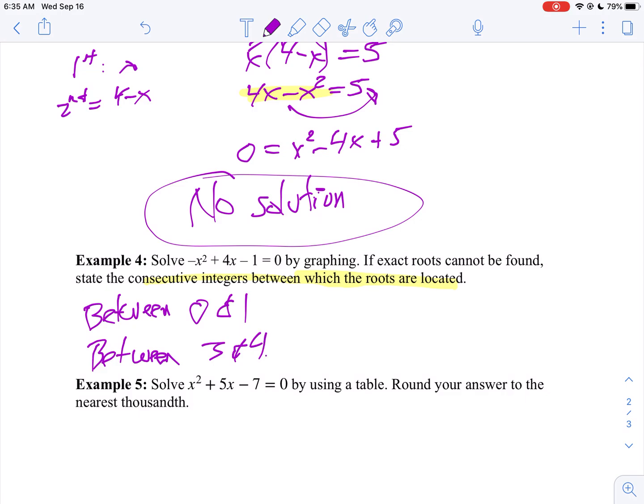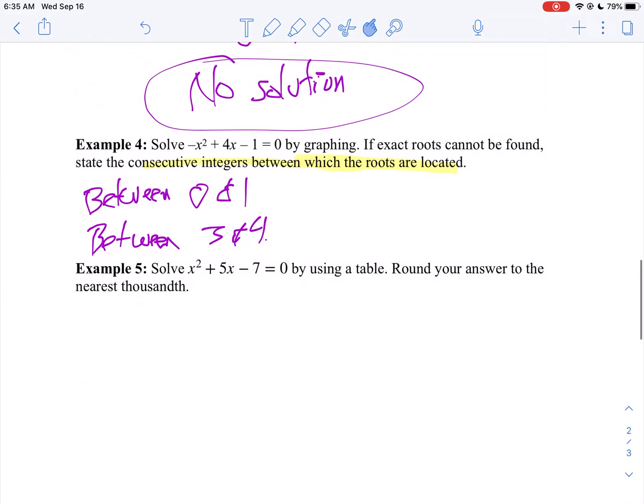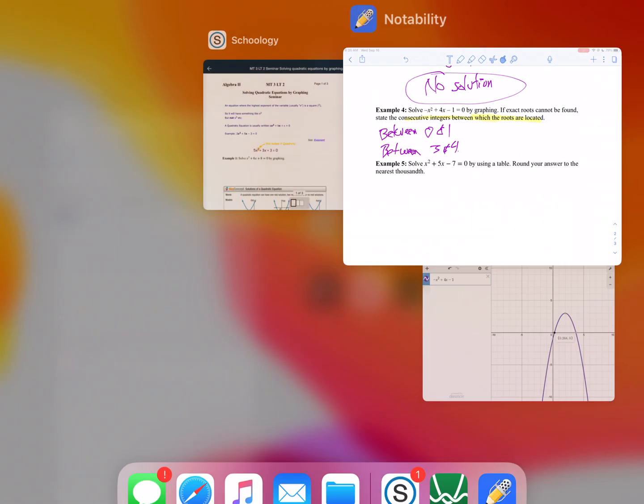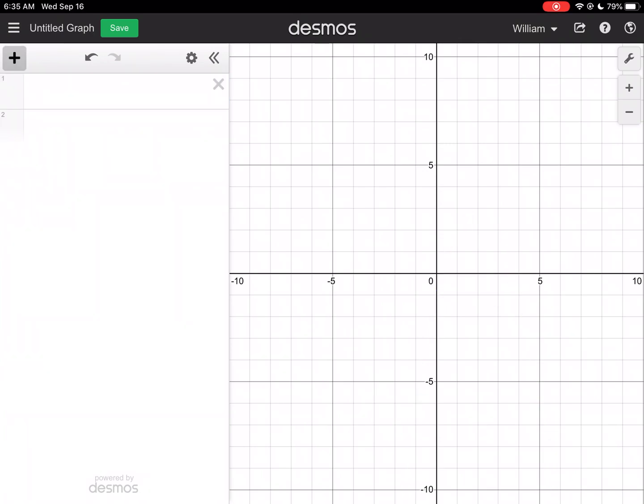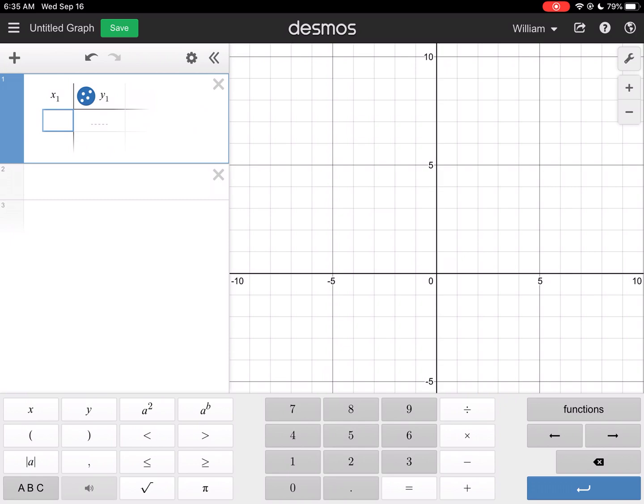Now you can solve a quadratic equation besides graphing by making a table. So here's what we're going to do. When we look at a table, we're going to look at when it equals 0, and we want to round this answer to the nearest thousandth. So we're going to make our table. On Desmos, I click my plus sign and I click on table. Notice they use x sub 1 here versus just plain old x. I don't know why they do that, but that's what they do.